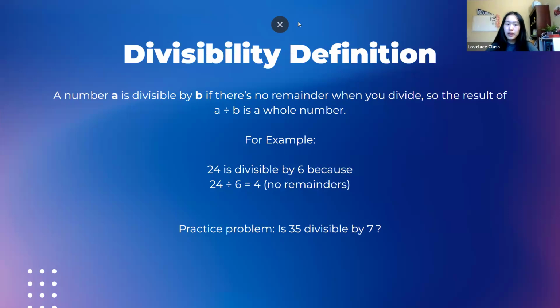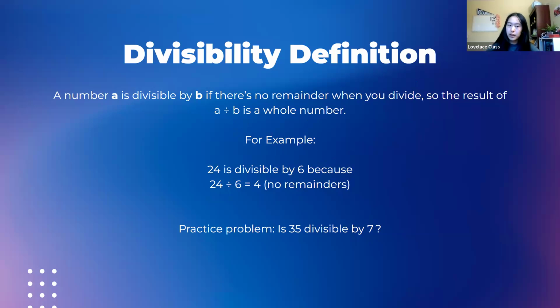What is divisibility? We're going to use variables to describe this. If you don't know variables, that's totally fine. We'll discuss the example, so hopefully that'll make more sense. A number A is divisible by another number B if there's no remainder when you divide A by B. So the result of A divided by B is a whole number.